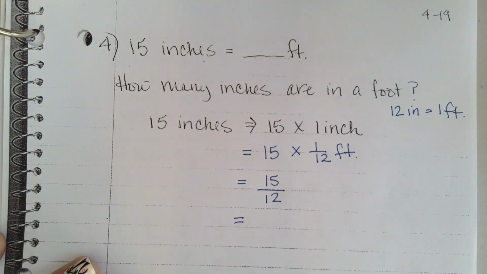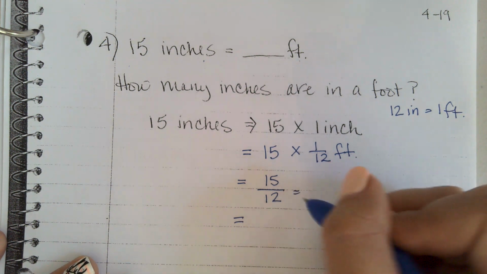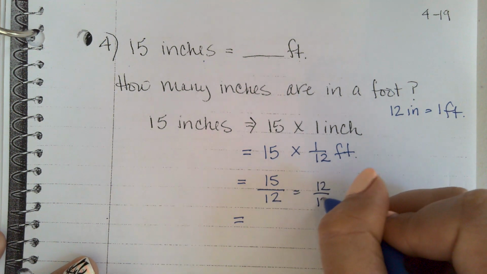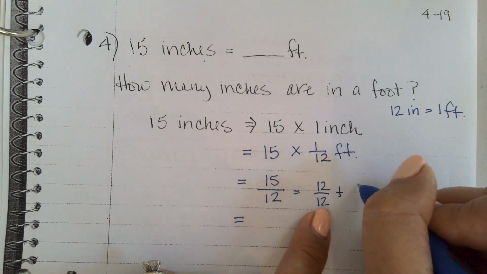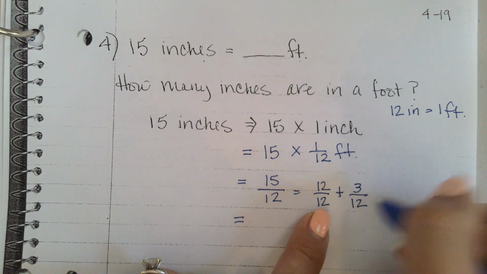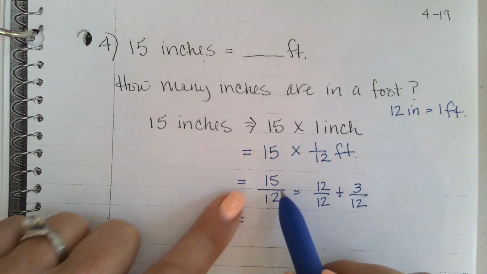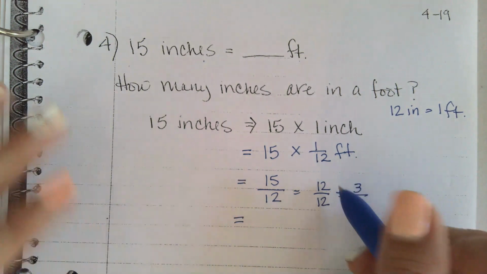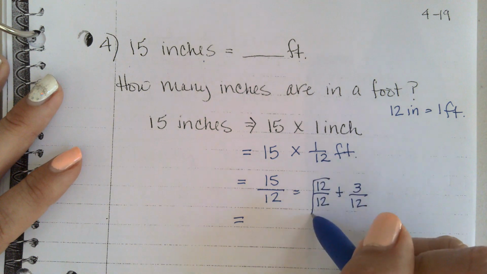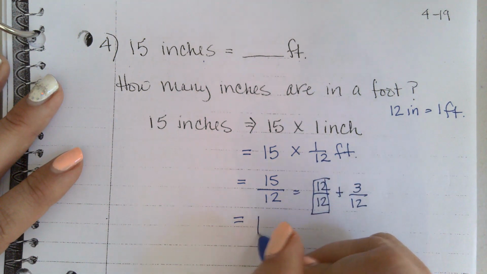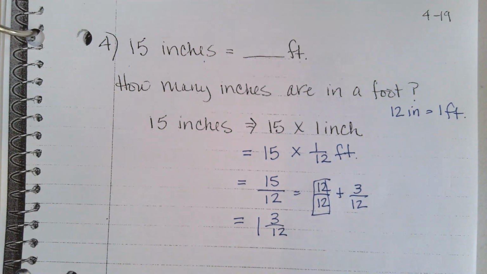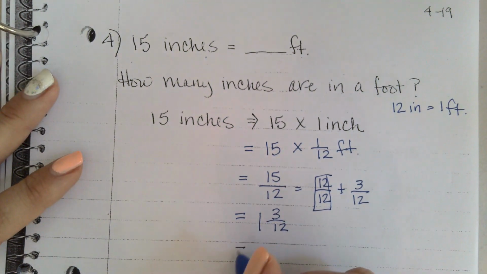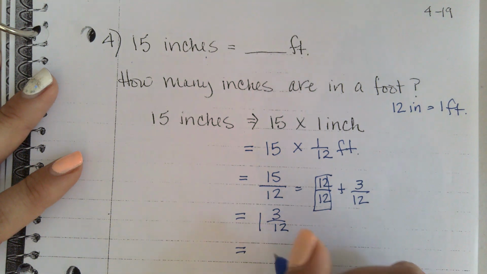So we know that there's one whole hiding inside of this 15, right? We know there's a 12 over 12. 12 goes into 15. There will be 12 over 12 with 3 twelfths left over, right? So 12 plus 3 is 15, right? So this becomes 1 whole, 1 and 3 twelfths. But you know what? You can simplify that a little bit more, and that is now the expectation.